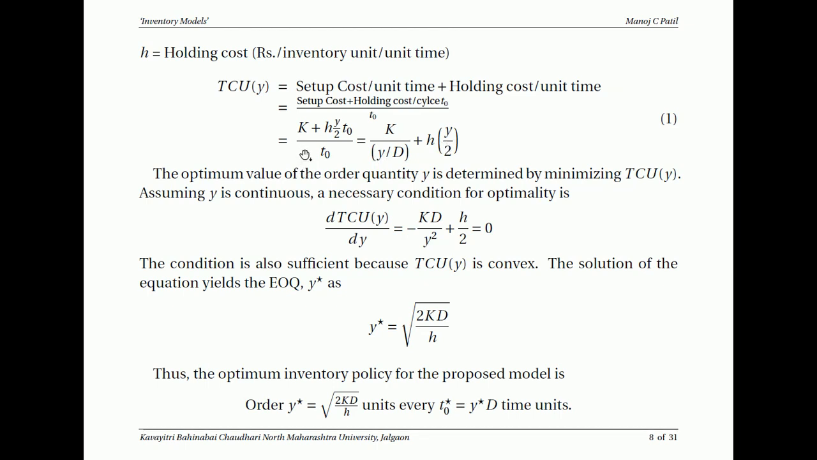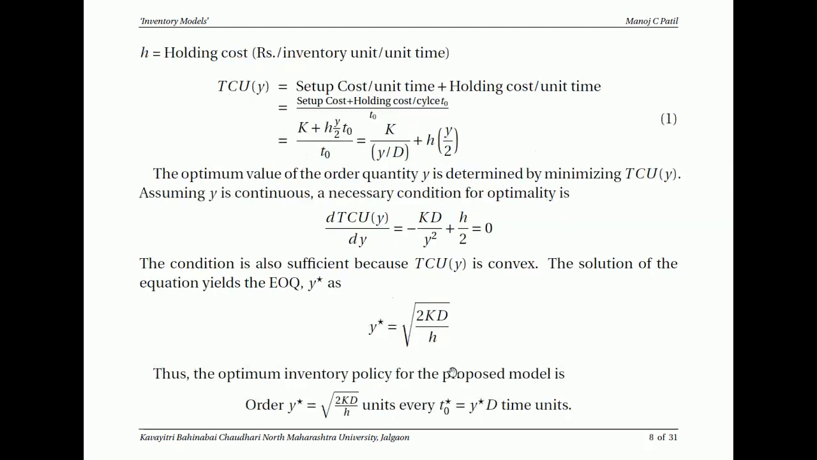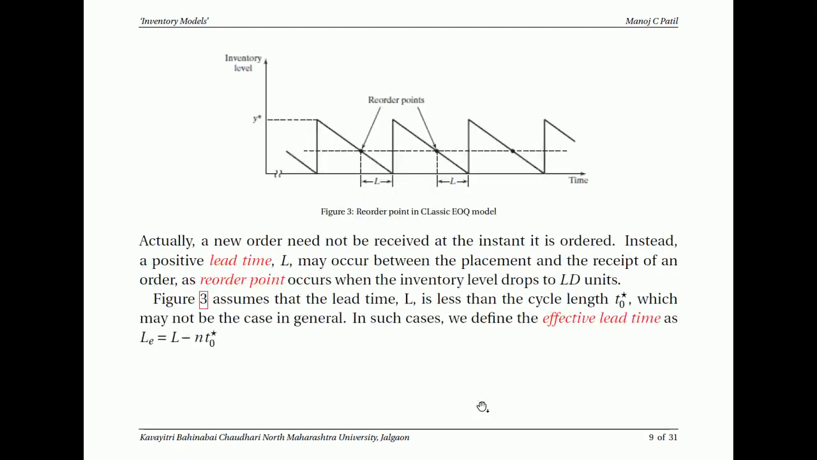So we have to find y. Take the derivative with respect to y and equate to 0. We will get y star equal to the square root of twice KD upon h. So the optimum inventory policy for the classical EOQ model is to order y star every T naught. Sorry, I forgot to add y divided by D, so it should be y star divided by D time units. I already mentioned lead time and reorder.